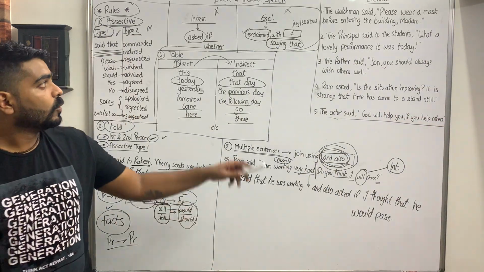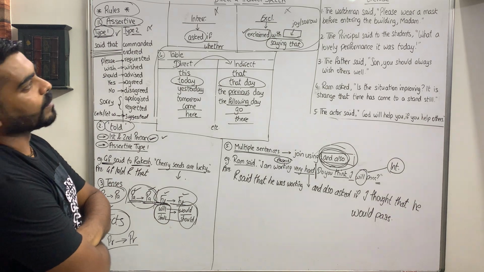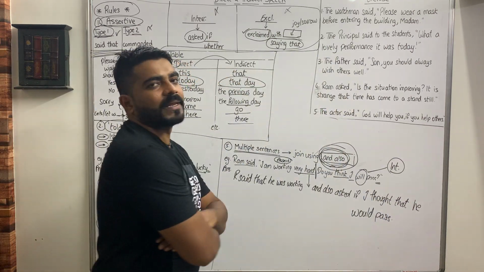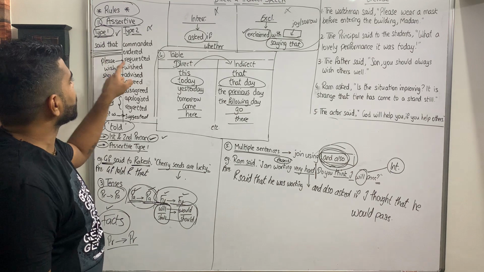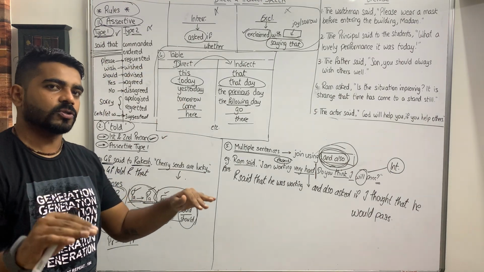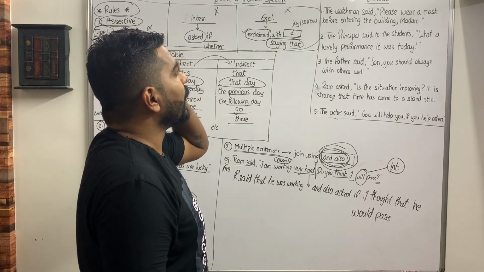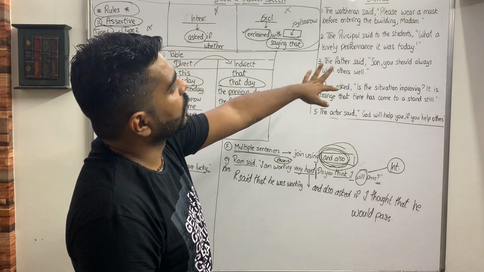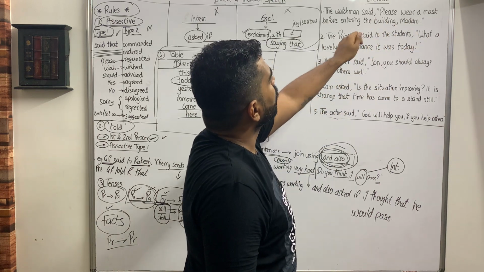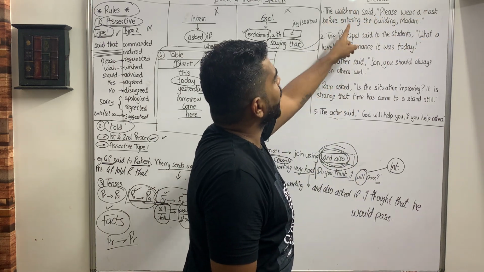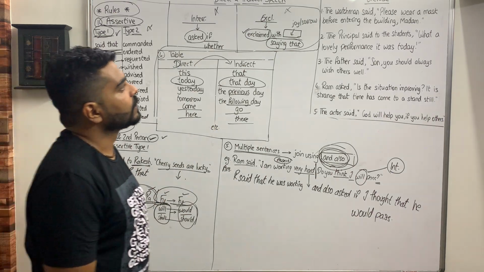Alright? Go on. We'll quickly show the exercise in this. The watchman said, please wear a mask before entering the building, madam. The watchman said, please, it is a sentence showing request. In a request sentence, a please sentence, you'll always write the word requested. And go very, very slow in this. Take it easy, meditate a little, then proceed. So we can write, the watchman requested the madam to wear a mask before entering the building. Simple, requested. So it becomes past tense. Very simple.